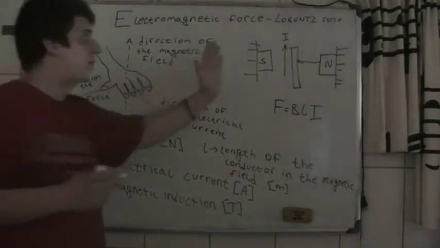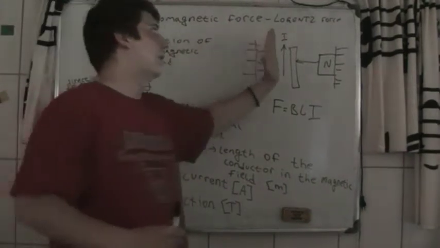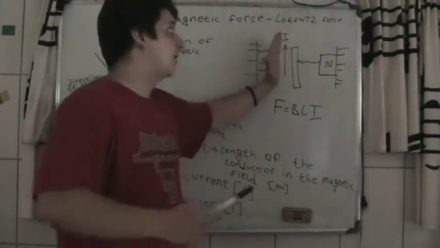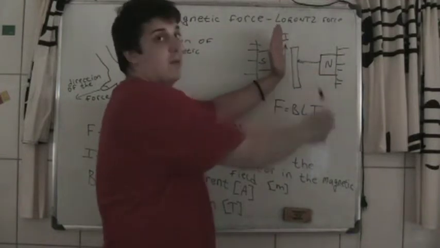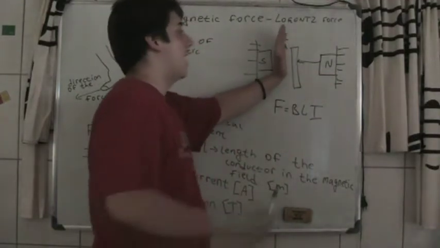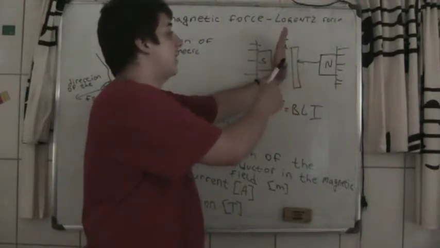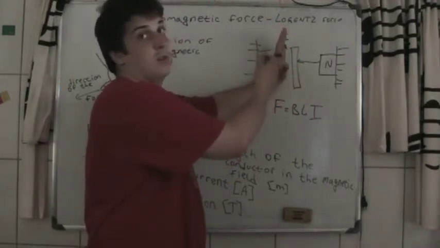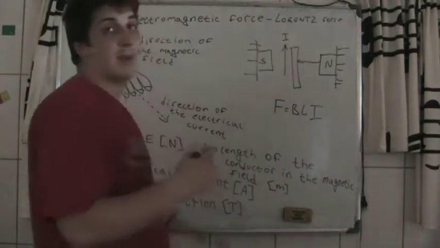So we put these four fingers in the direction of the current. Magnetic induction is going into the palm of our hands, like so, and this thumb is going to show you that the force is going to happen in the direction, in your direction, out of these black points.